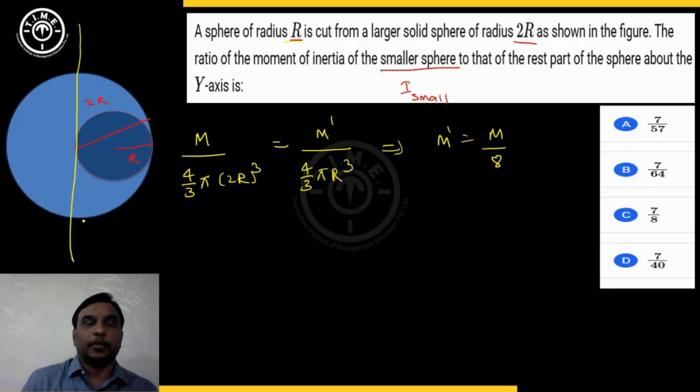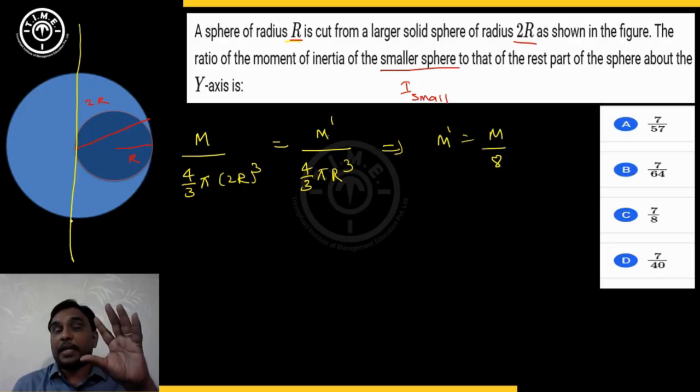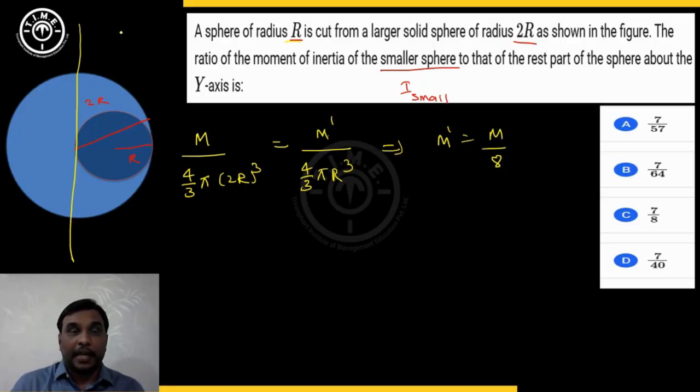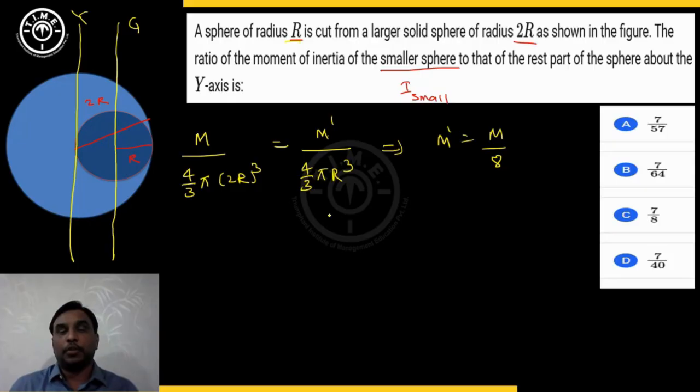Now let me concentrate on the smaller part first. Then again I apply the parallel axis theorem. This is the y-axis. This is Ig. You know, moment of inertia about any axis which is parallel to the center of gravity, I can write as moment of inertia about center of gravity plus mass into square of the distance. This mass is m prime.